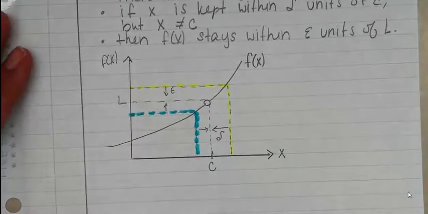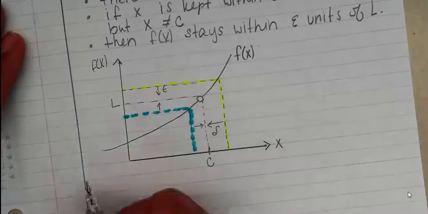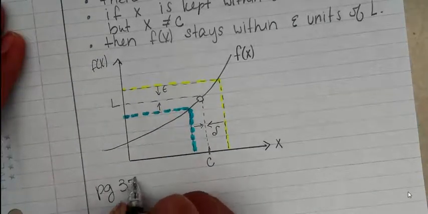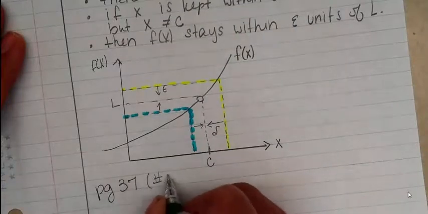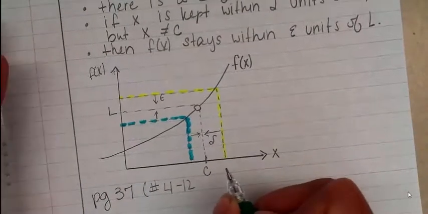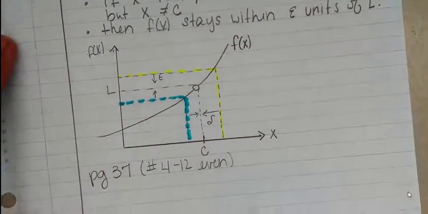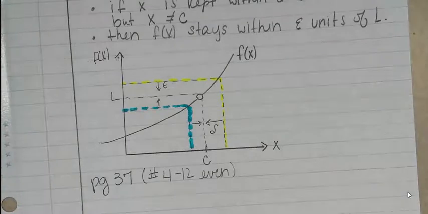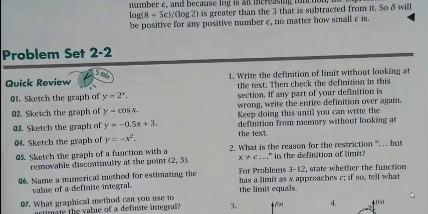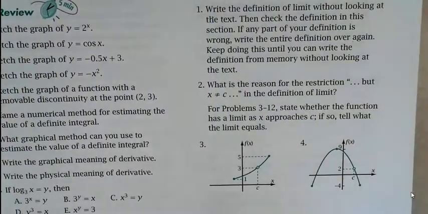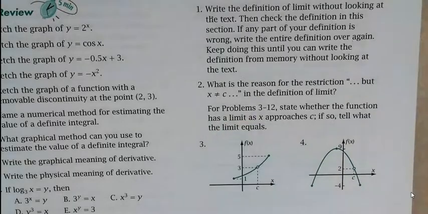Okay, so with that, let's look at page 37. Let's go ahead and look at numbers 4 through 12 even. Let's determine if we have a good understanding of what limit means. So I'm going to move my paper here. For number 4, let's read what we're supposed to do. For problems 3 through 12, state whether the function has a limit as x approaches c. If so, tell what the limit equals.